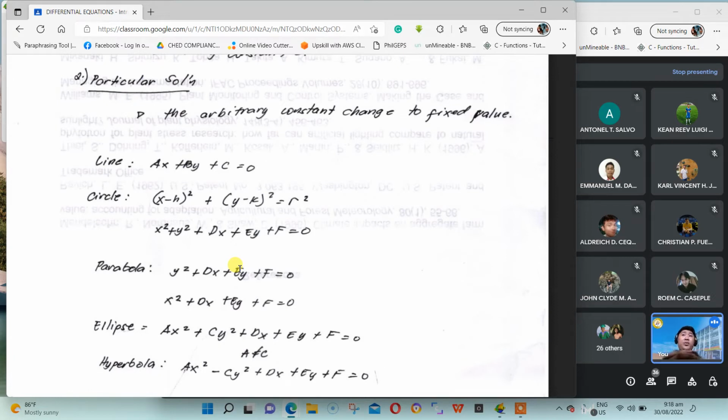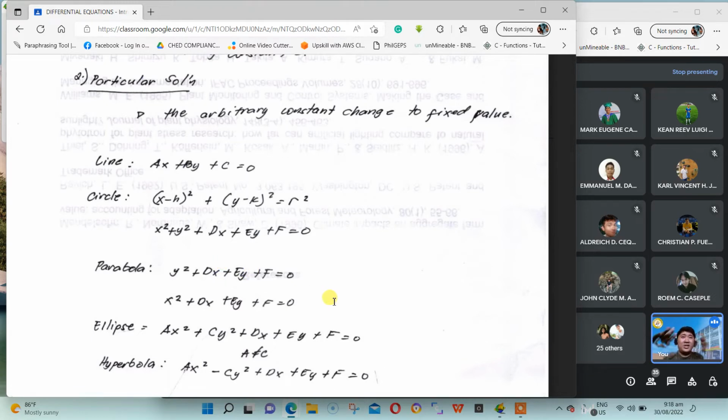So we also have here these general solutions. These are equations of a line, circle, parabola, ellipse, and hyperbola. If you can still remember your geometry, all of these are discussed there. This is where those equations came from. These are things that you will be doing in the subject, meaning our answer will be an equation.